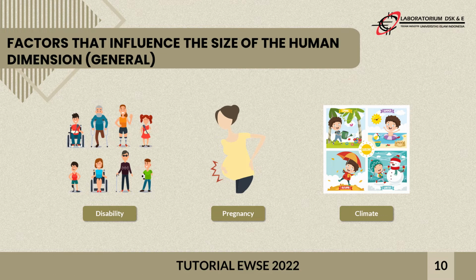And next is a special factor. Number one is disability. Disability will have different body dimension, of course. Second one is pregnancy. Pregnant women will also experience change in body dimension. And the third one is climate. For this, climate will affect the design of clothes. For example, if we are in a snowy environment or in a hot environment, then the thickness of the clothes we use will be different.